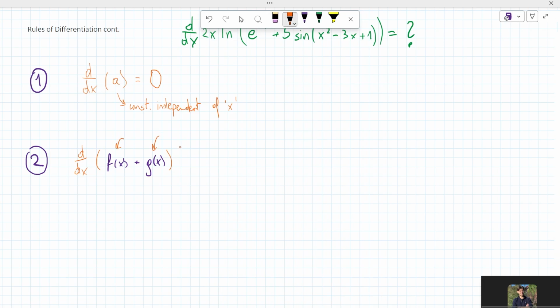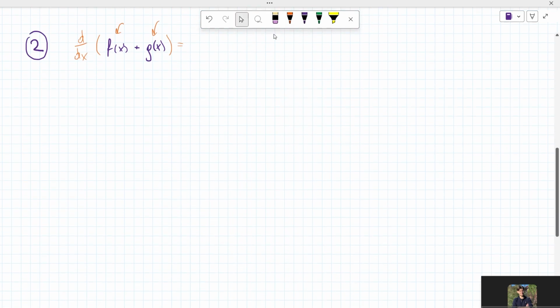So now pause for a second and try to think about what the result might look like, and maybe even try to justify it, maybe visually. We'll do it in a second together.